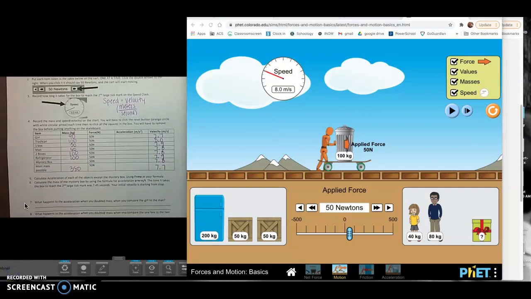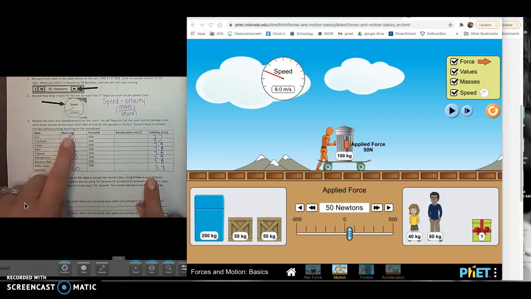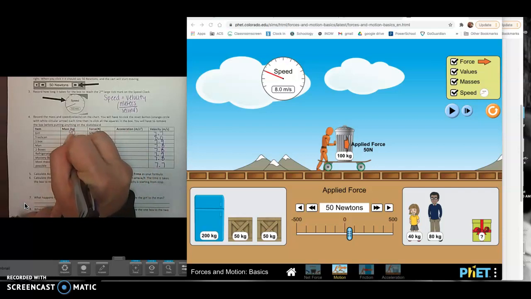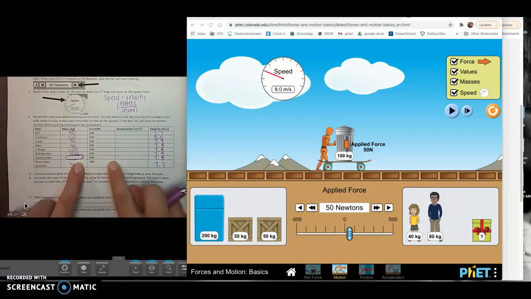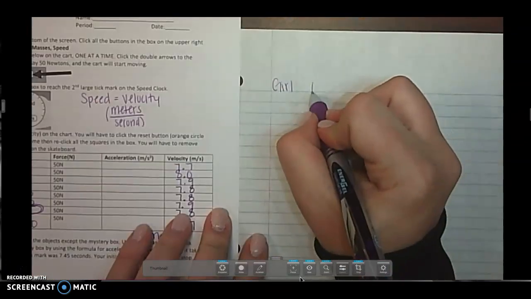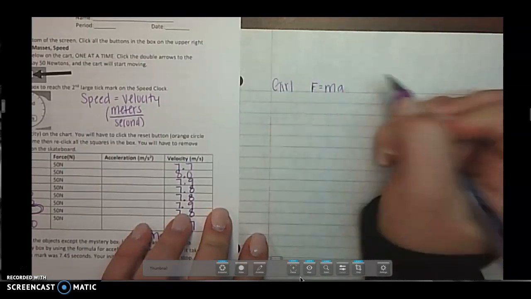Okay, so I've filled in the data table with all of my velocities and all of my mass. So now we're going to calculate the acceleration for everything except for this mystery box, because we don't know the mass of the mystery box, so we can't find the acceleration of it. And we're going to use the formula F equals ma. So we're going to find the acceleration for each one. So I'm going to write girl. And remember, our formula is F equals ma.